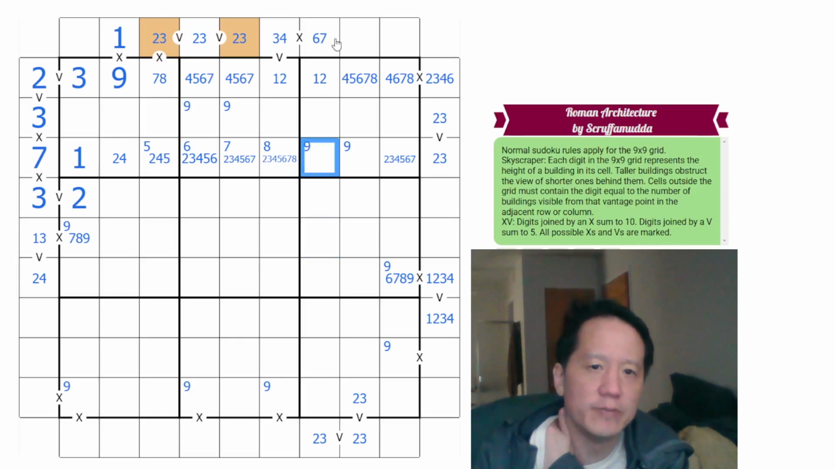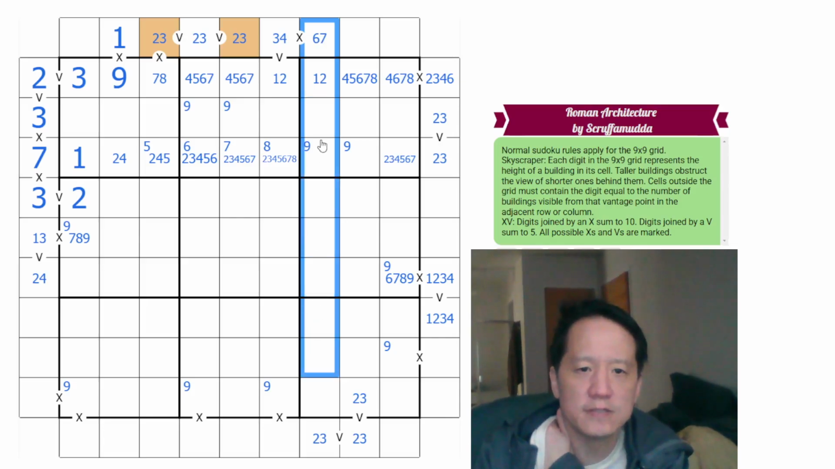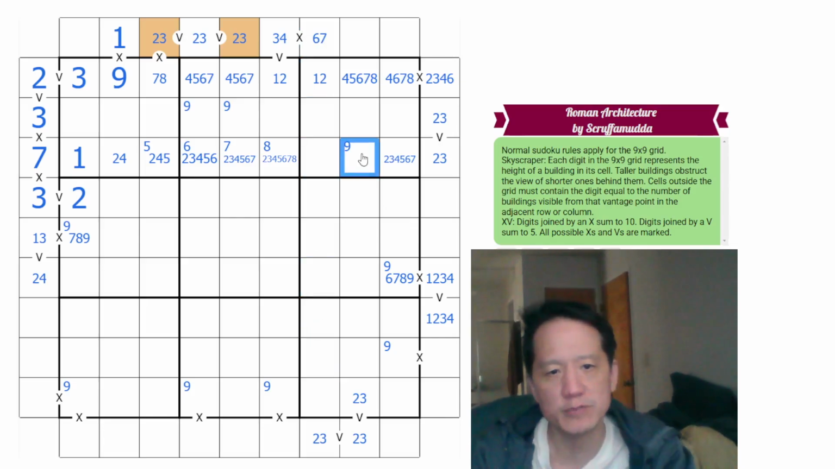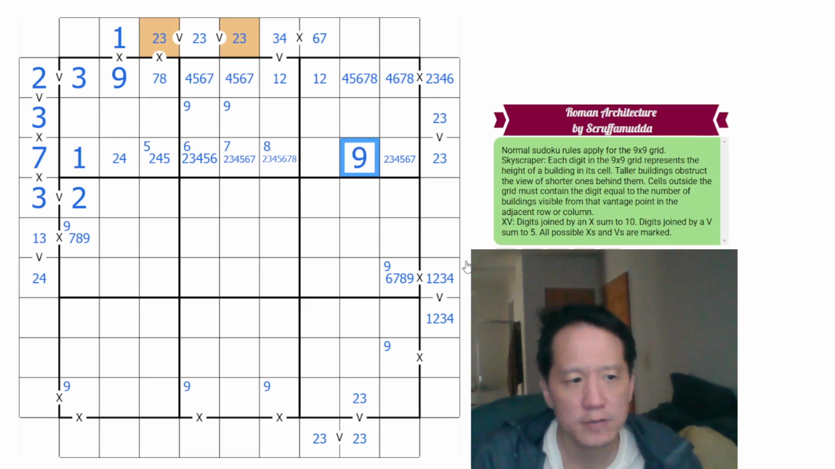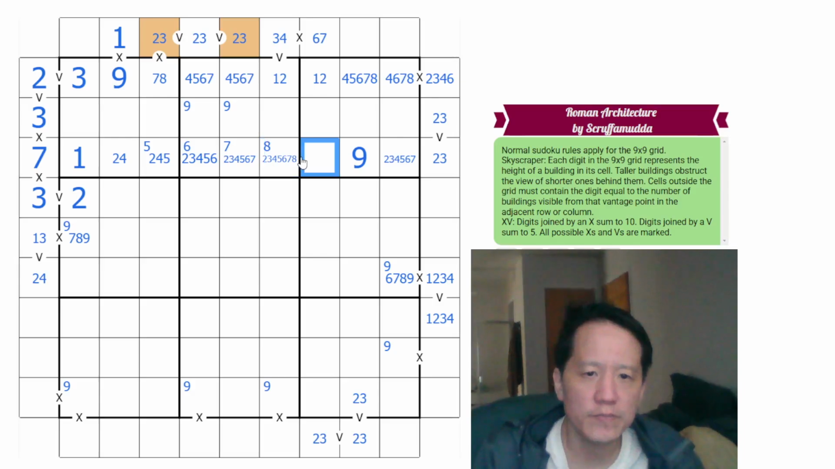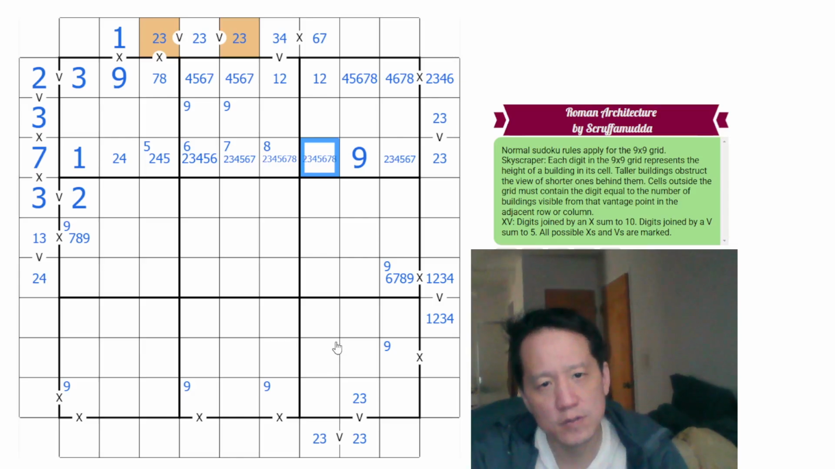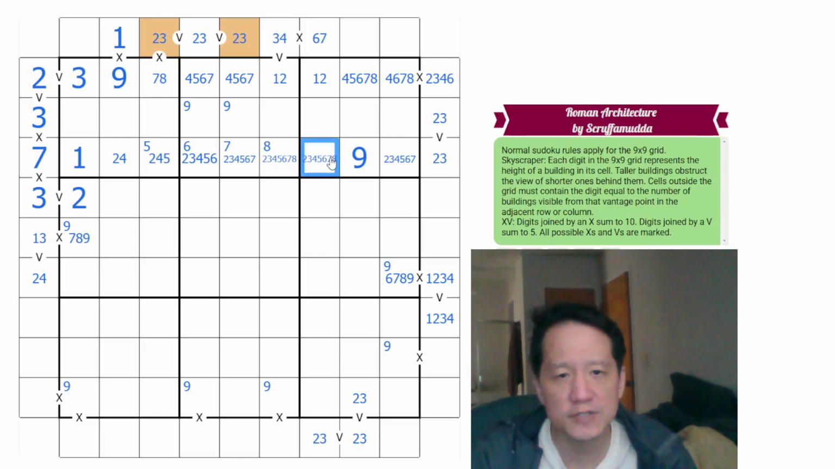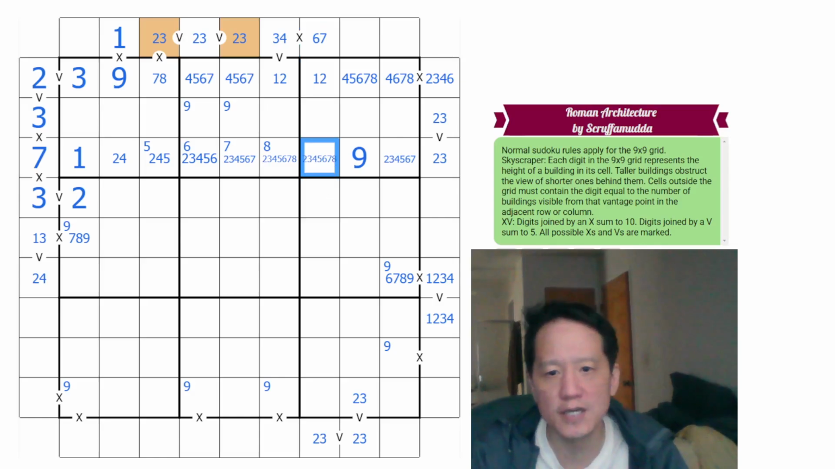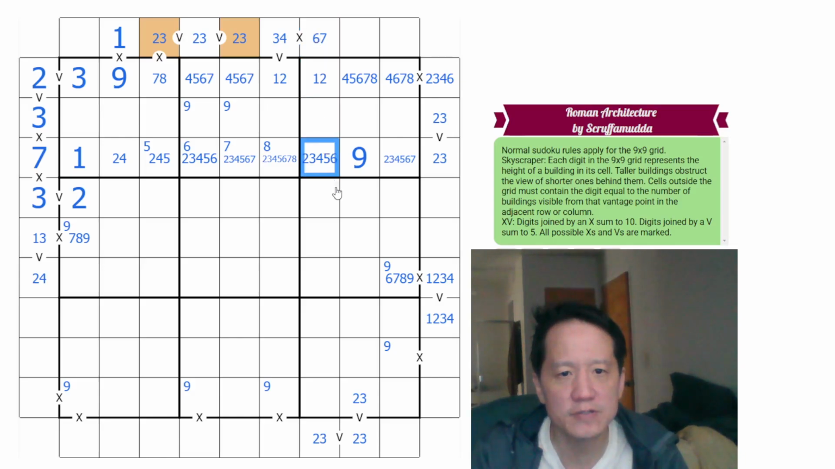This cannot be 9 because it can't see 6 skyscrapers then. So this can't be 9, which means this has to be a 9. This could be any 2 through 8 here. So that's fine. If this is 8, it would not see 6. So this cannot be 8. This can't be 7. This can't be 6. It could be 5 because that could see... Actually, it could be 6. It can't be 8, though.